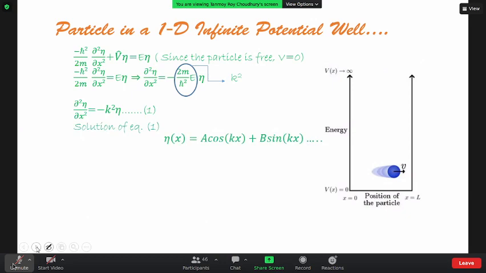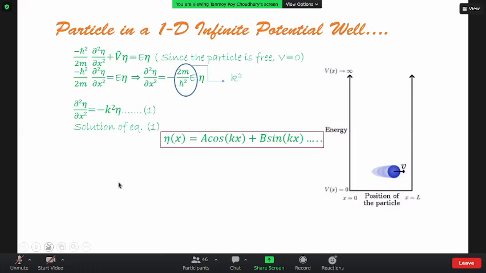It doesn't matter, A and B are constants. Instead of A and B, I have just interchanged them. Now, A and B are constants, which we will be finding out in a moment. So this is the solution to the differential equation.